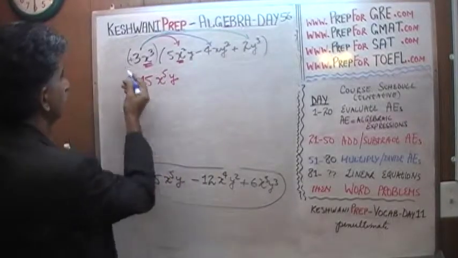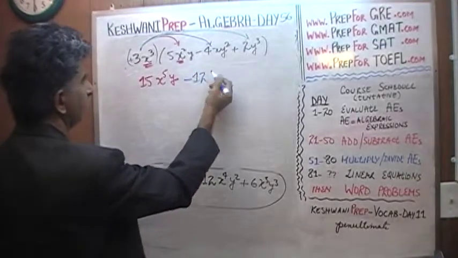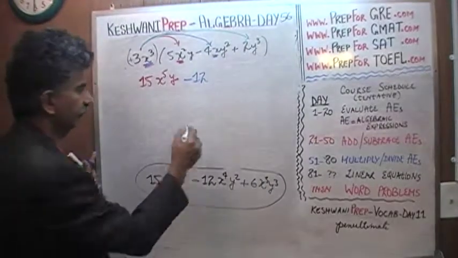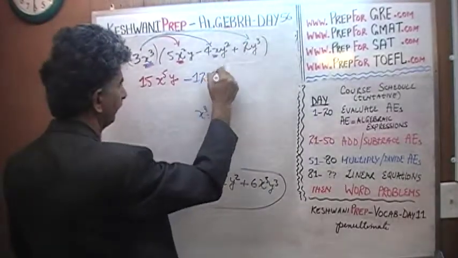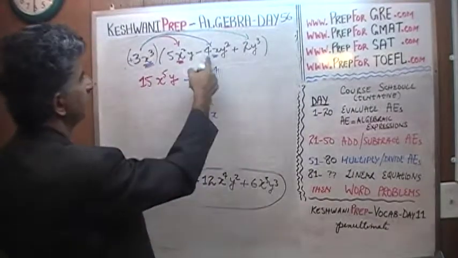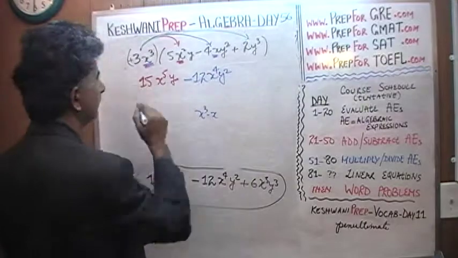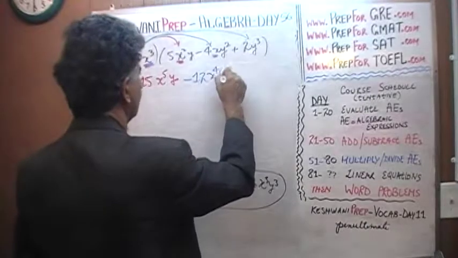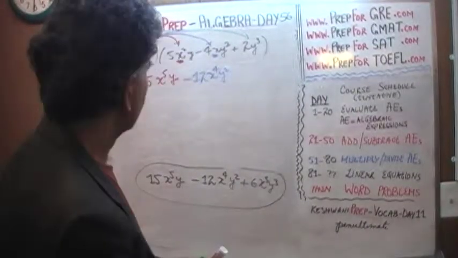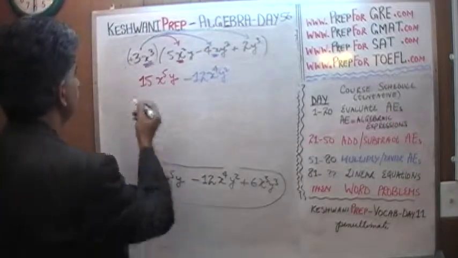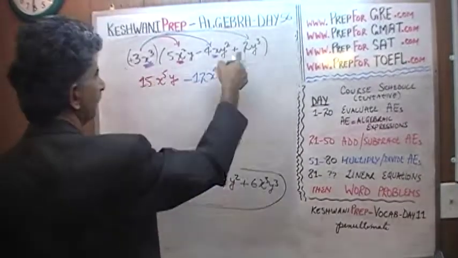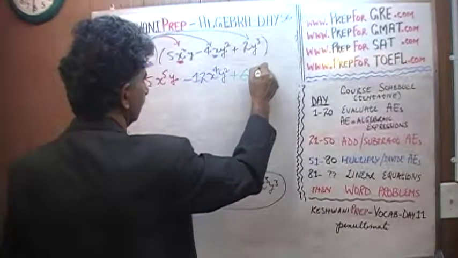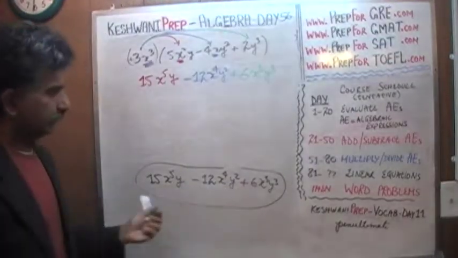Then we have our positive 3 times negative 4 is negative 12. Here we have x to the 3rd, and here we have x to the 3rd times x to the 1st. X to the 3rd times x is just x to the 4th, which is what we have here. And then we have y squared by itself, because there is no y in here. And then finally, we have our green arrow, which is positive 3 times positive 2, which is positive 6. There is no x here, so we just take x cubed times y cubed. That's it. Very good.